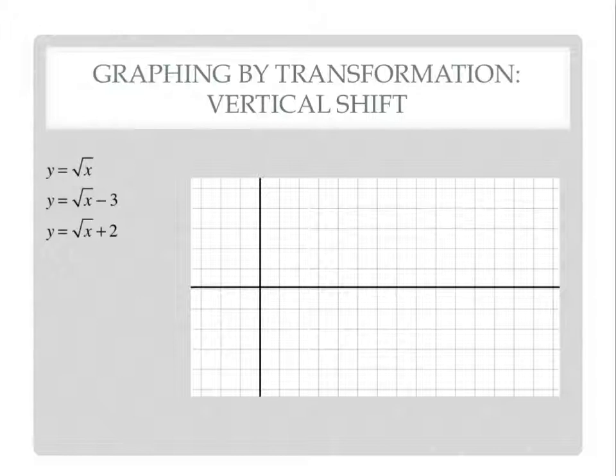All right, we're going to use 3 different colors, and we'll start with our parent function in red, y equals the square root of x. So remember, that's going to be 1, 1, 4, 2, 9, 3, let's see, 16. So 9, 10, 11, 12, 13, 14, won't fit. Parent function. Excellent.